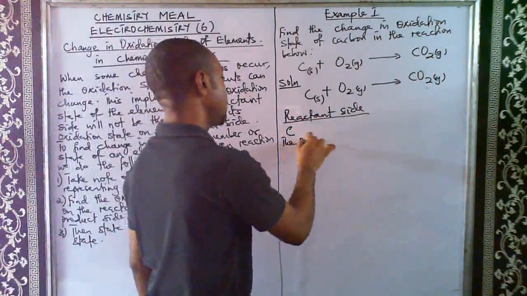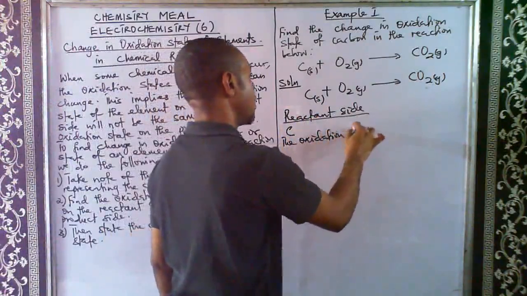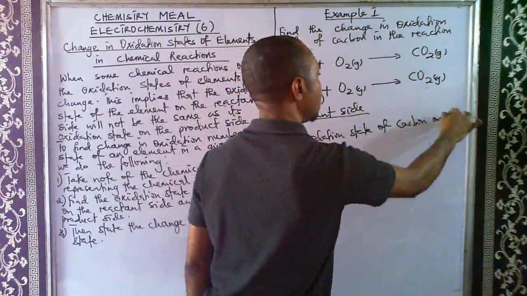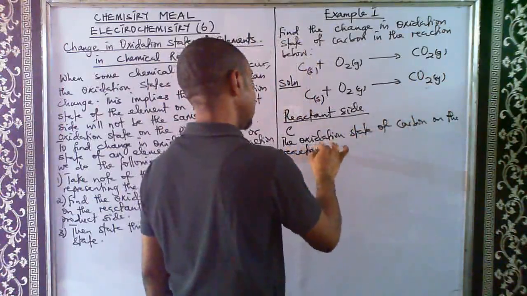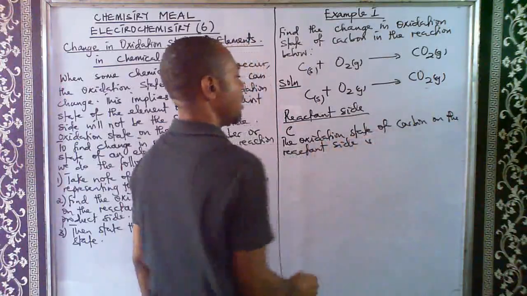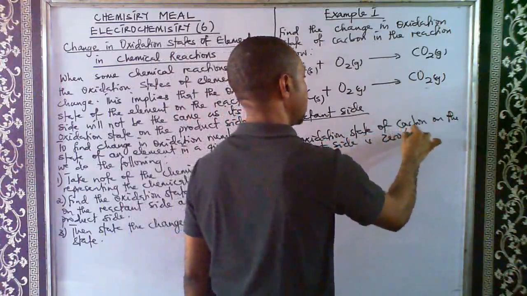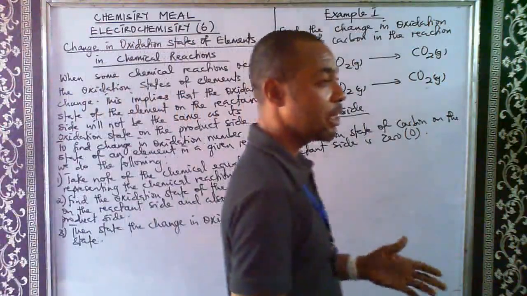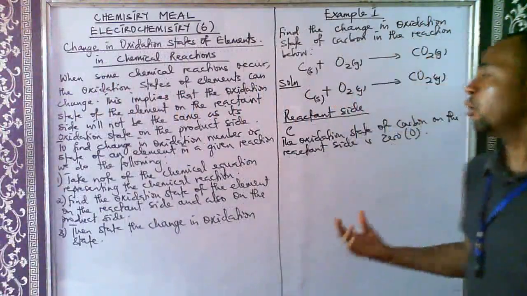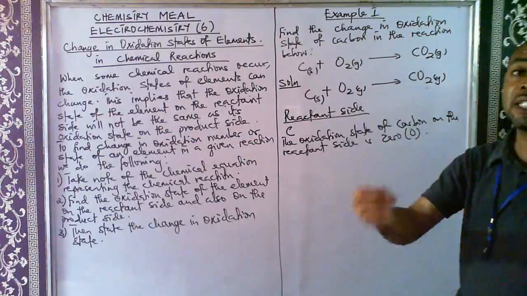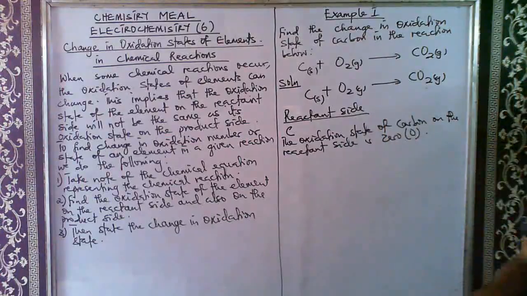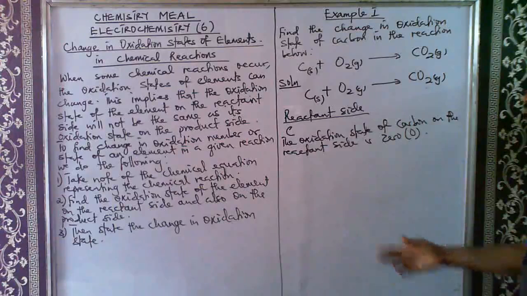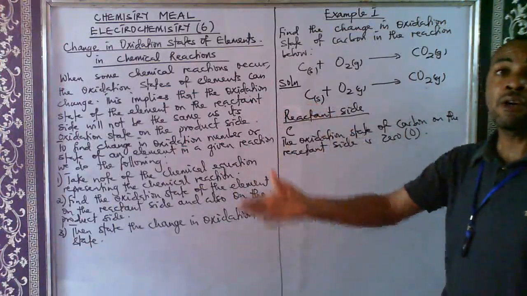So the oxidation state of carbon on the reactant side is 0. Why? Carbon is in uncombined form. We say that when an element is in a free state, or in uncombined form, that is, the element did not combine with anything, it's not found inside a compound, and it is not in ionic state, the oxidation state of such an element is 0.